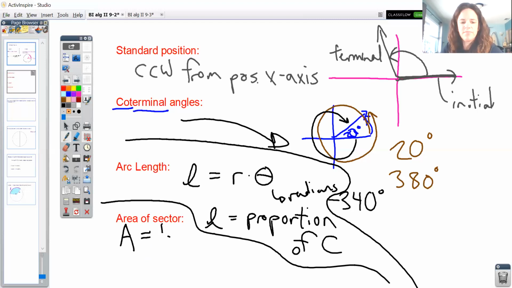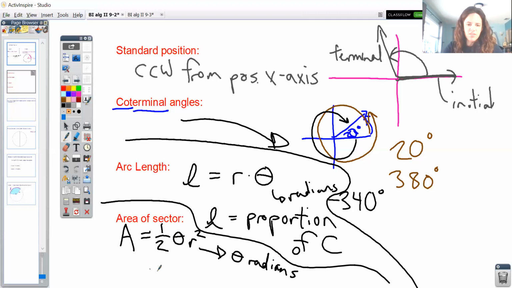And we have this formula for the area of a sector: the area of the sector is going to equal 1/2 theta r squared. That's if theta is in radians. Then we can just use the formula.